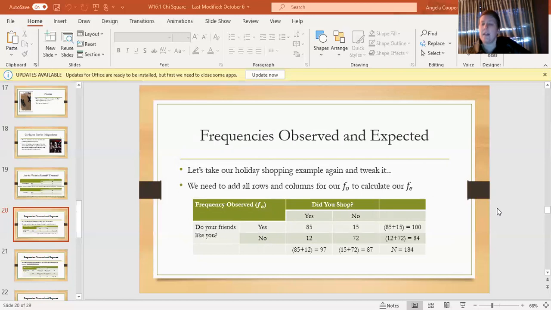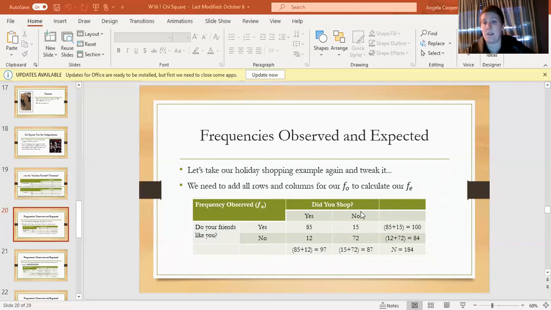So let's add our rows and columns first. You'll see why this is important later on. Across the board here, 85 plus 15 is 100. So the total people saying their friends like them, yes, is 100. 12 plus 72, the total people saying their friends did not like them, was 84.